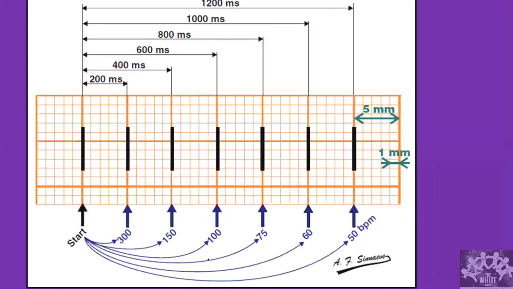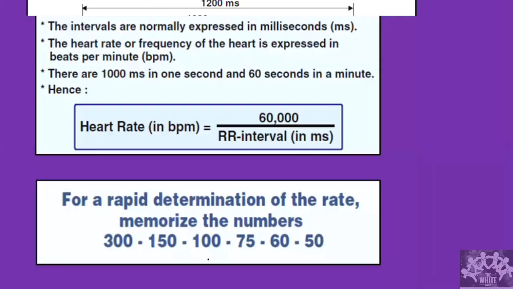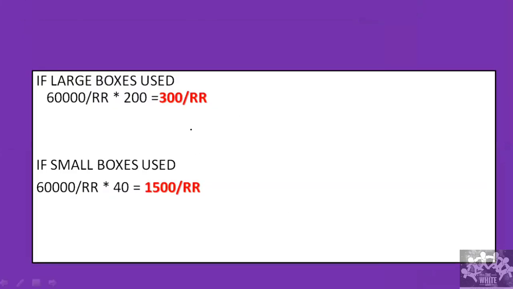So this value, you can just learn by heart; as you keep practicing, you will be able to easily remember these values. So the 6,000, 60,000. Each large box is 200 milliseconds, because it is 40 milliseconds into 5, which is 200. So if I divide it by that, I get this value, which is 300 divided by the RR interval, which we commonly use. Or if I'm taking small squares, each small box is 40.